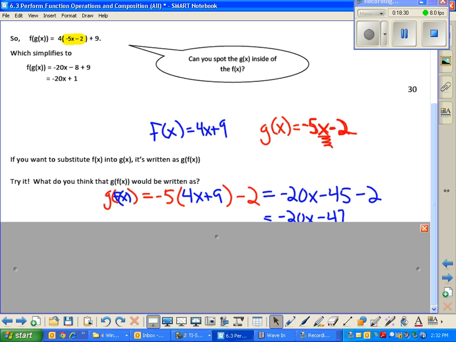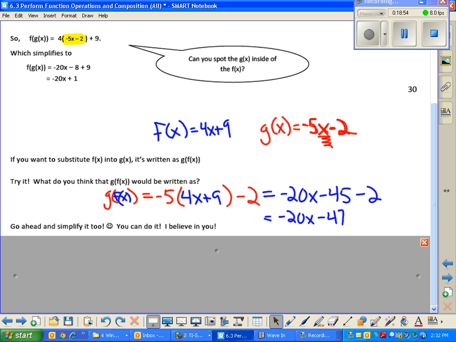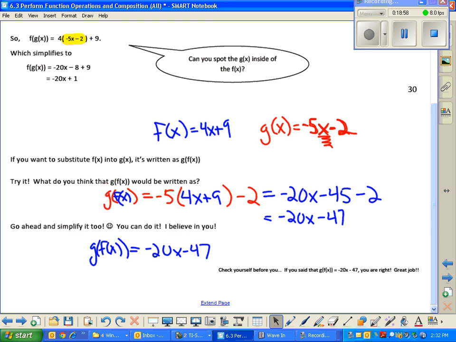And then I can just distribute and simplify. So do you see how I just took my function right here and I plugged it in to function g? Right in there, right where the x was. So I have negative 5 times the quantity of 4x plus 9 minus 2. And then we distribute, combine our like terms, and you get negative 20x minus 47. And if you simplified it, that's what you got. See? Great job.